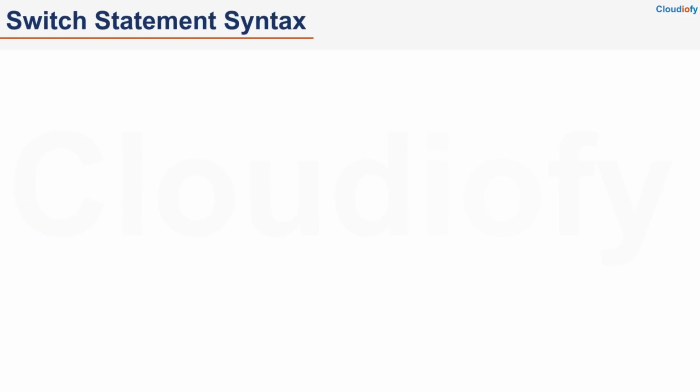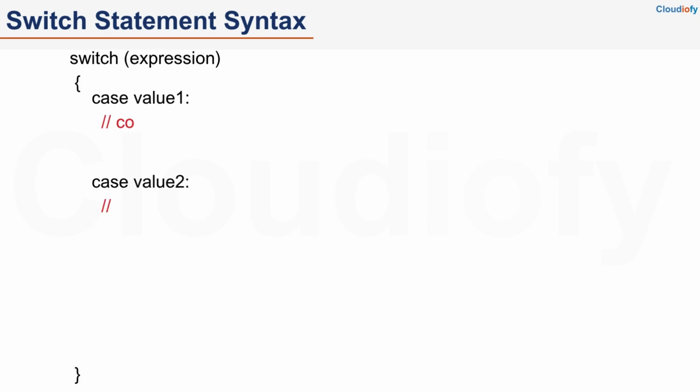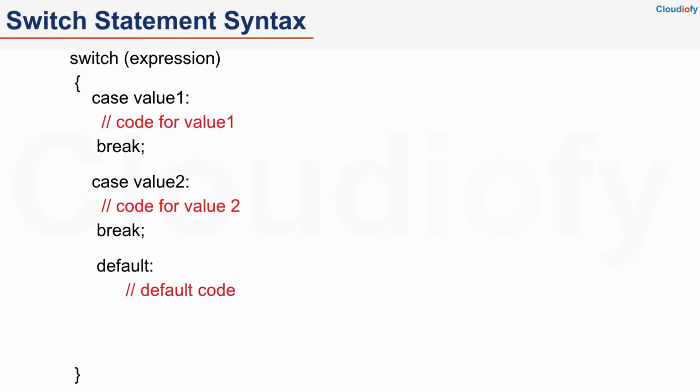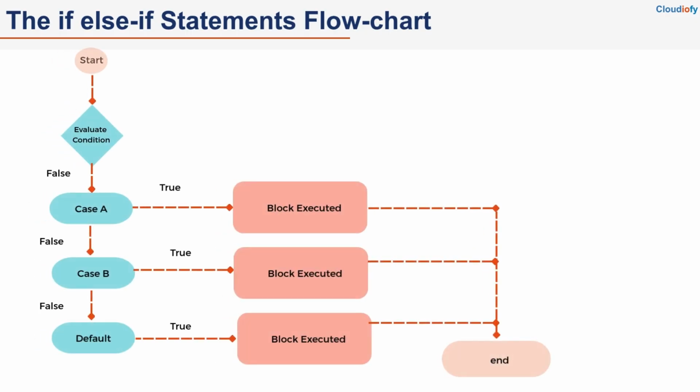Let's go over the syntax. We write switch, followed by the expression in brackets. Inside the block, we add multiple case labels. Each case ends with a break. At the end, we can include a default block for unmatched cases. Let's understand this flow using a diagram. We evaluate the value. If it matches case A, we run that block. If it matches case B, we run the second block. If it doesn't match any, we execute the default block.